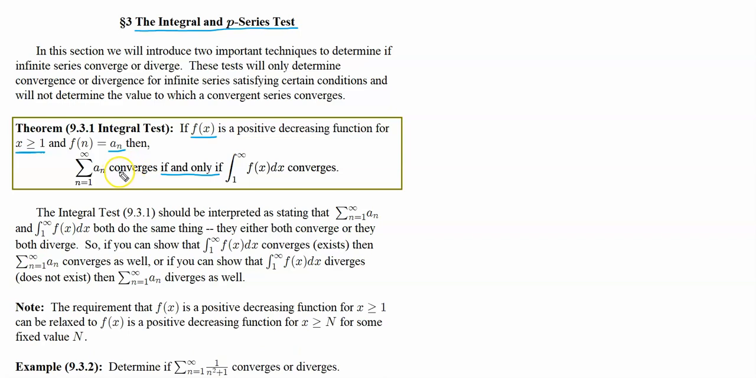And let's take note of one other thing. The requirement that f of x be a positive decreasing function for all x bigger than or equal to 1 can actually be relaxed a little bit. All you actually need is that f of x is a positive decreasing function for x greater than or equal to some fixed value n. So it doesn't necessarily have to be for x bigger than or equal to 1, just for x bigger than or equal to some fixed value n. For example, for x bigger than 1,000 or 10,000, this has to be true. That's all you really need.